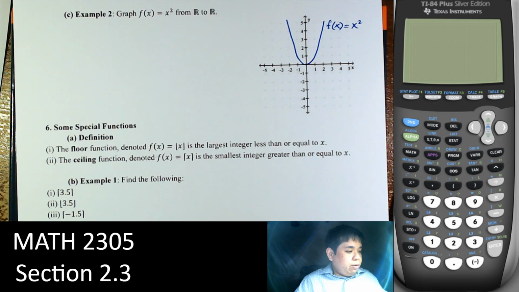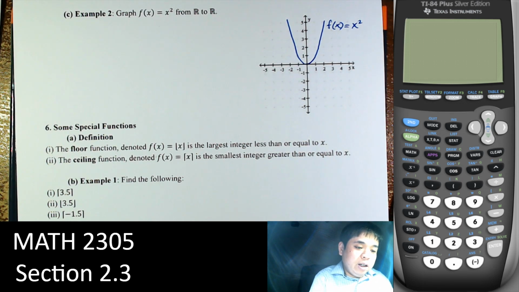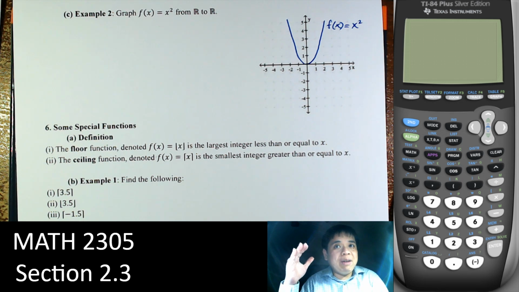Right. Next, we define some special functions. The floor function is the largest integer less than or equal to x. So if we have the floor of 3.5, it will be 3. The floor of 4.9 is still 4. So we're not rounding up. We round everything down. If it's the floor of 4, it's going to be 4. Right? So floor is pretty much round down, if you will.